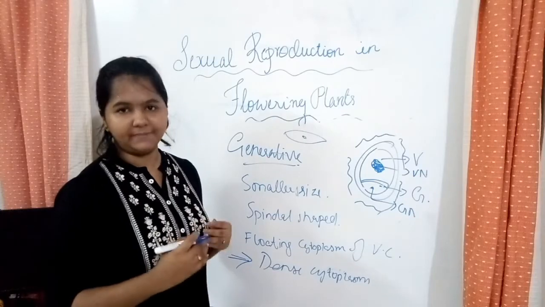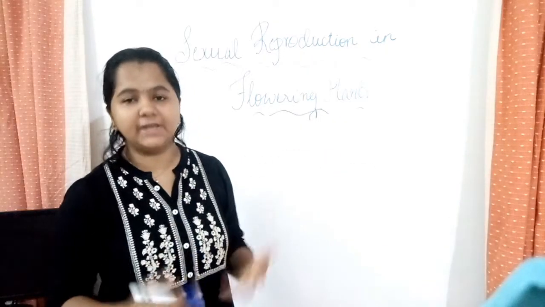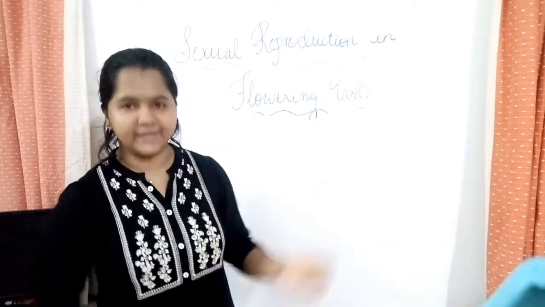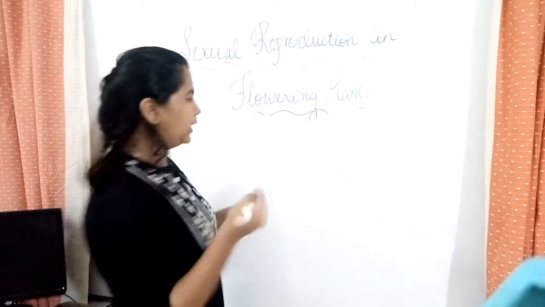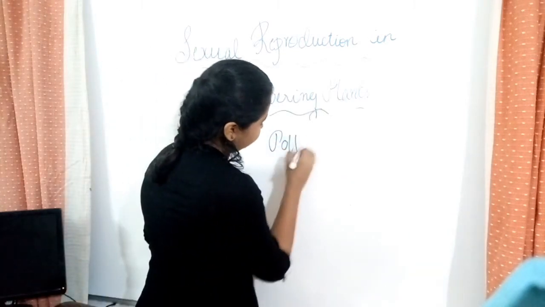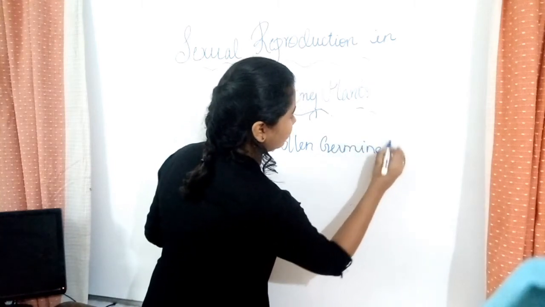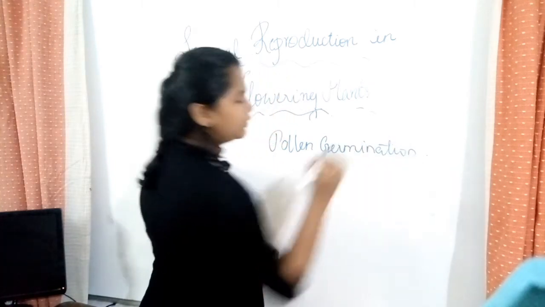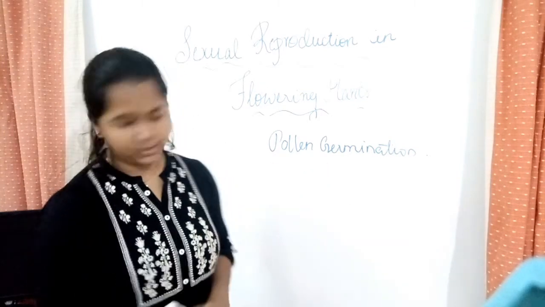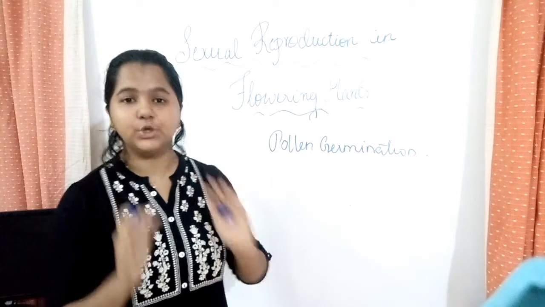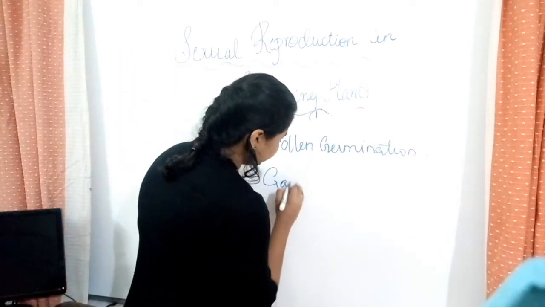So now we learn about the pollen germination. We learn the formation of male gametes. After the male gamete formation, then there should be the germination. Then there should be fertilization, etc. So let's first learn about the pollen germination. An important role for pollen germination is the formation of the pollen tube. So for the formation of the pollen tube, there must be a germ pore.